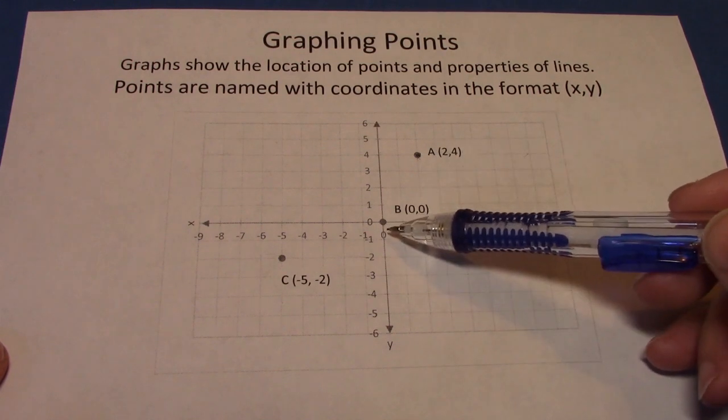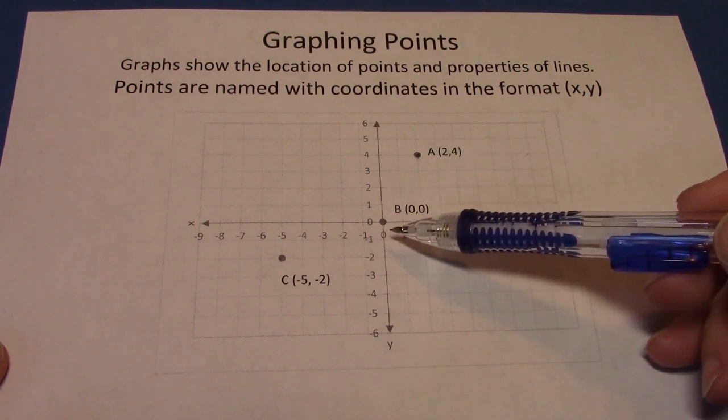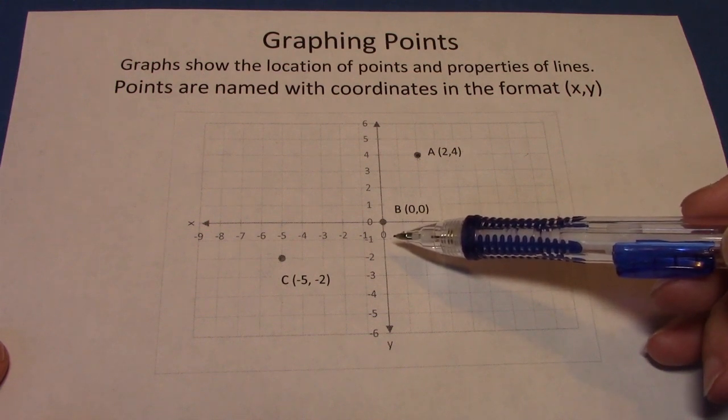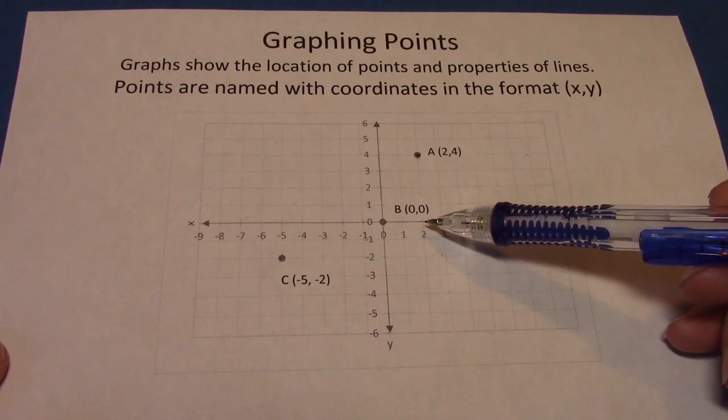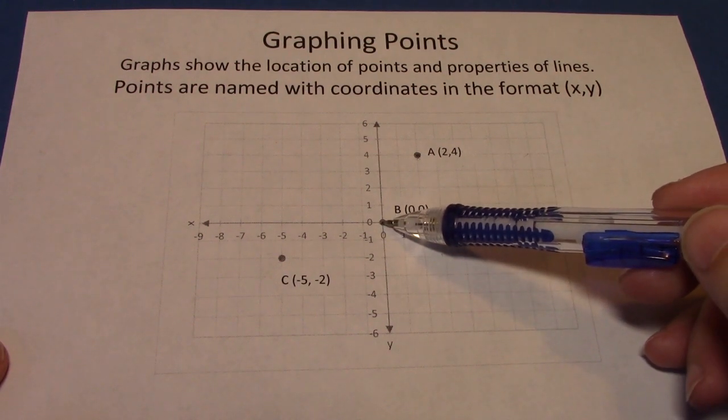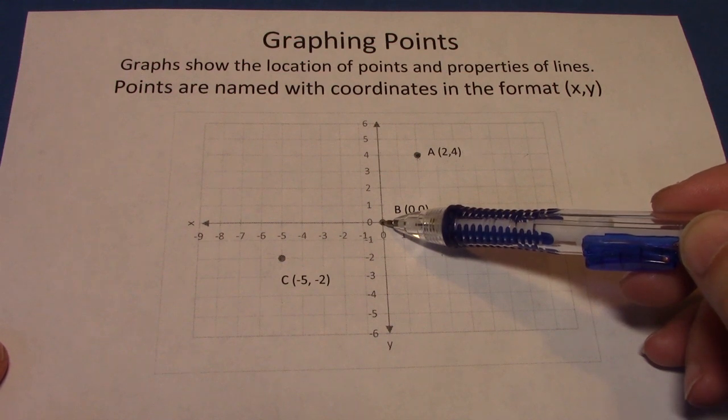Here's another point in this plane, this grid, if you will. It's labeled point B, and its coordinates are (0, 0). That means it's where x is 0 and y is 0. It's kind of a special point because it's called the origin. It's the very center of this graph.